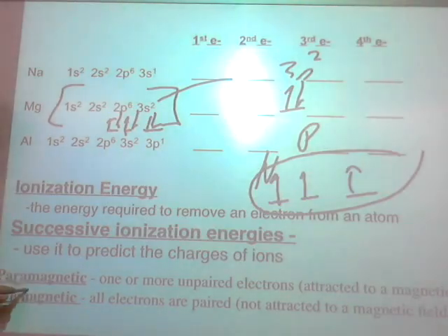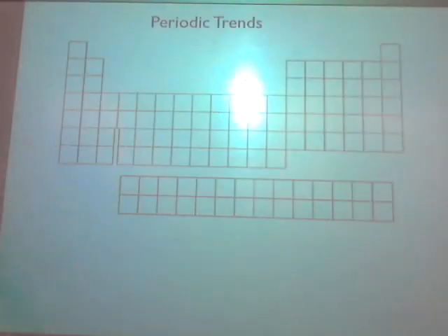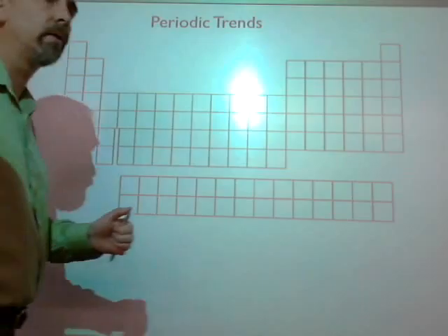Keep the word di in mind. Di, paired, not attracted to a magnetic field. Di means paired, right? Di means 2, so you think of paired. All right, so that's something I never covered before, but I want you to know for the test. All right, last thing for today then. I said I only have 2 days.